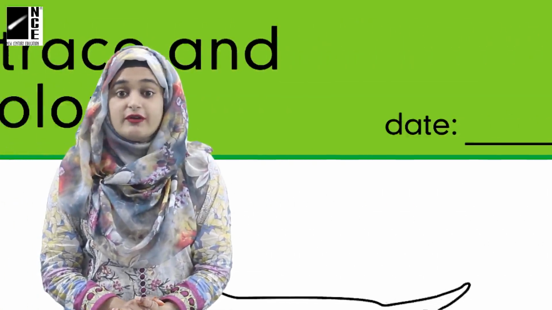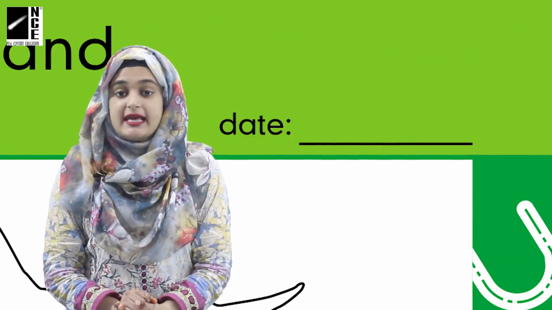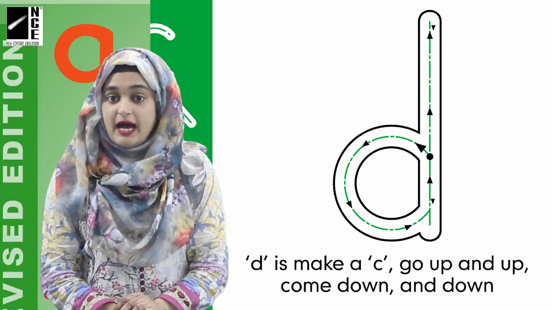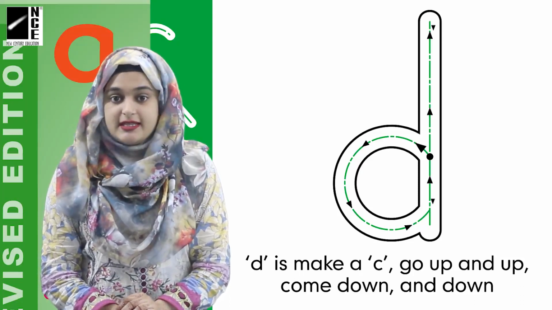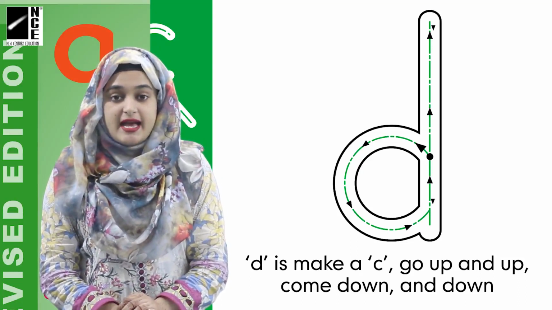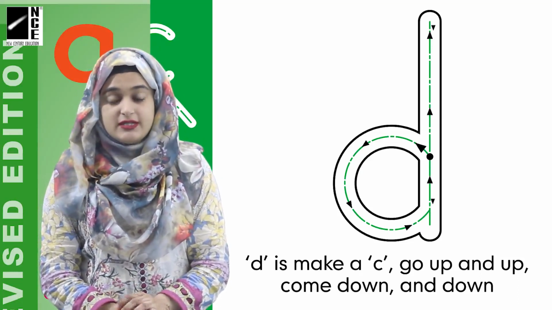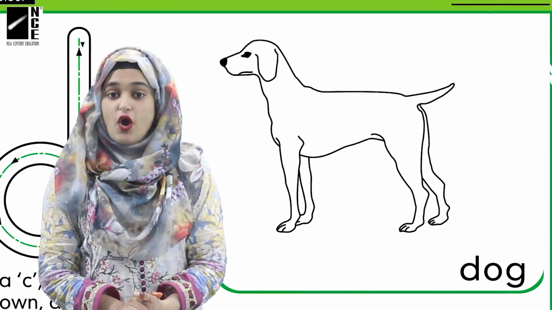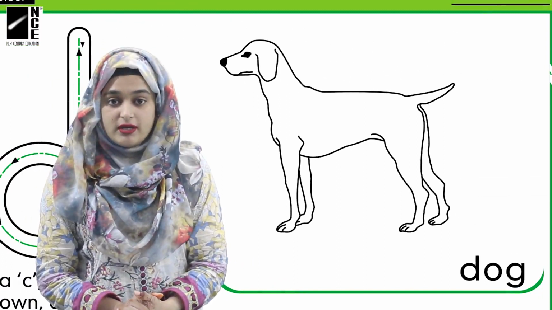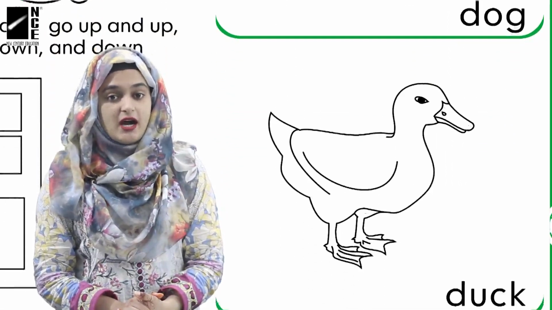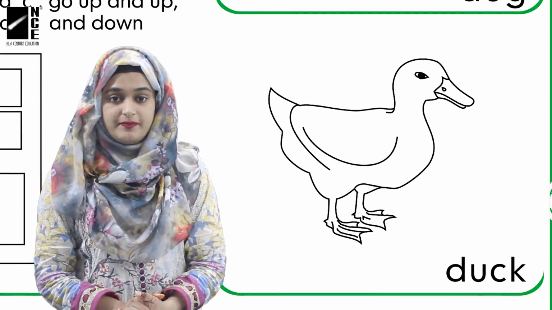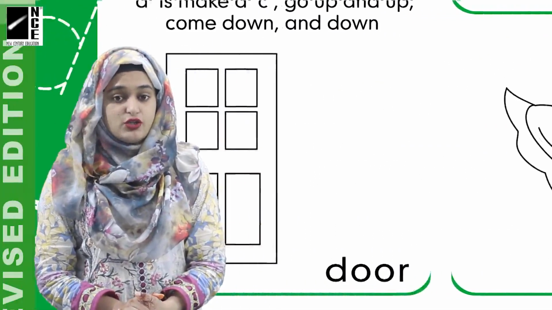First of all, you have to write the date in the date section, then look. This is D. Aap sabko yaad hoga na? This is D. And here we have some pictures related to D, which are starting from D. So this is dog. D, dog. Then we have duck. D, duck. And then we have a door. D, door.